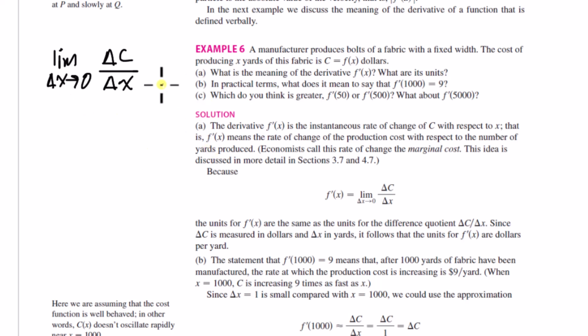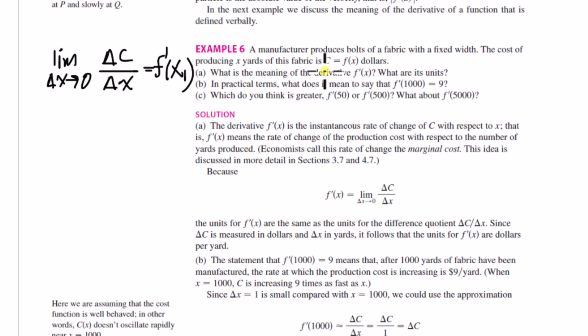Now, this is going to give you the derivative at a specific number of yards of fabric produced, X1. So what this means is that if you're going to produce 10 yards of fabric, that's going to cost F of 10. Well, what's the instantaneous rate of change of the cost of producing the fabric at that 10 yards of fabric point? You can think about this as, if you produce an extra yard of fabric, what's going to be the increase in cost?